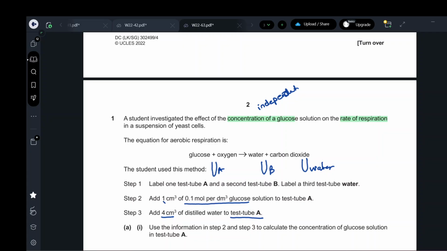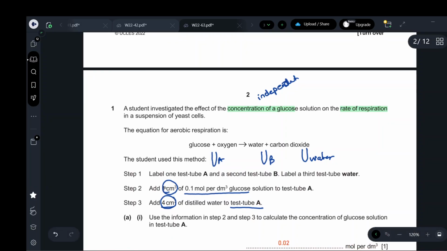So I put 1 glucose and 4 water. Use this information to calculate the concentration. How do I calculate the concentration here? This question can be repeated, so you need to know how to calculate the concentration.